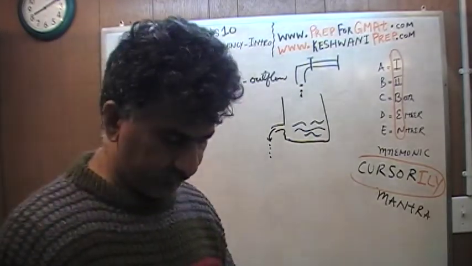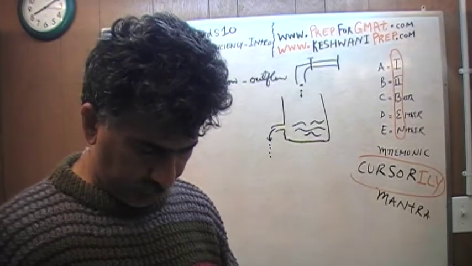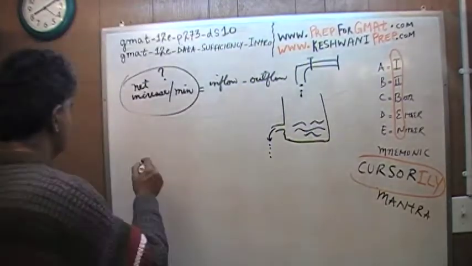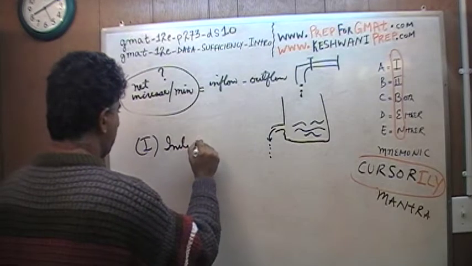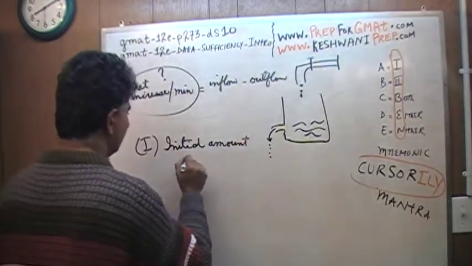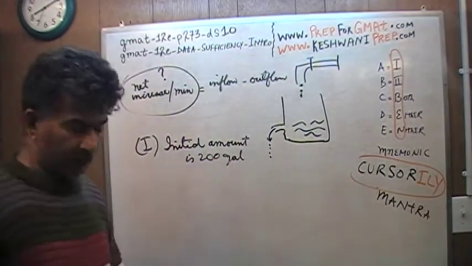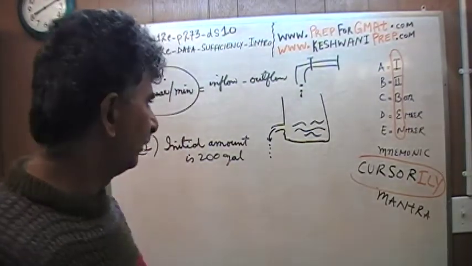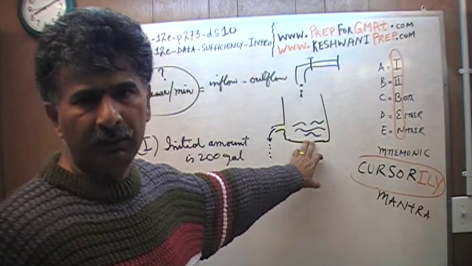Let's see what the first statement says. The amount of water initially in the tank is 200 gallons. Initial amount is 200 gallons. How is that going to help us to answer the question, the net increase? That's useless information. I'm not interested at all in knowing how much water was present there initially.